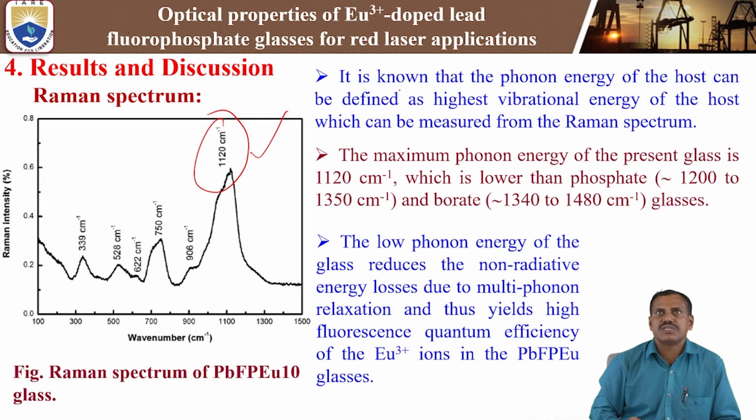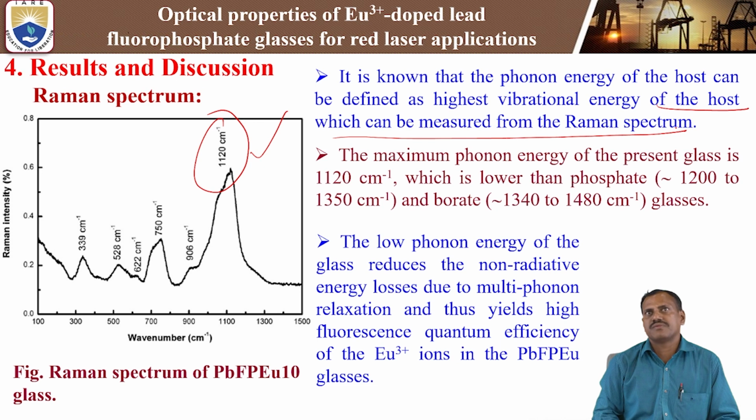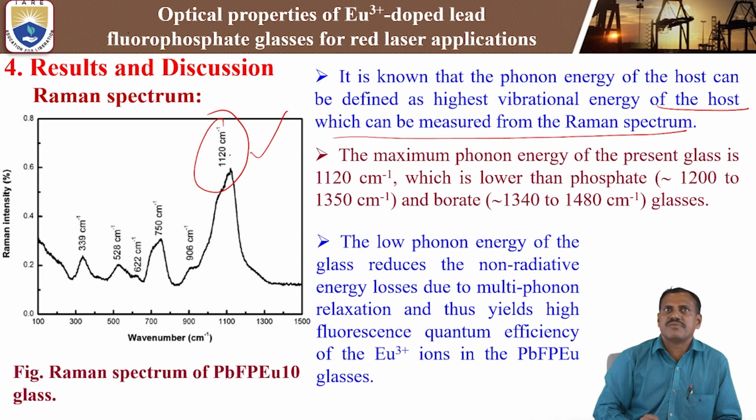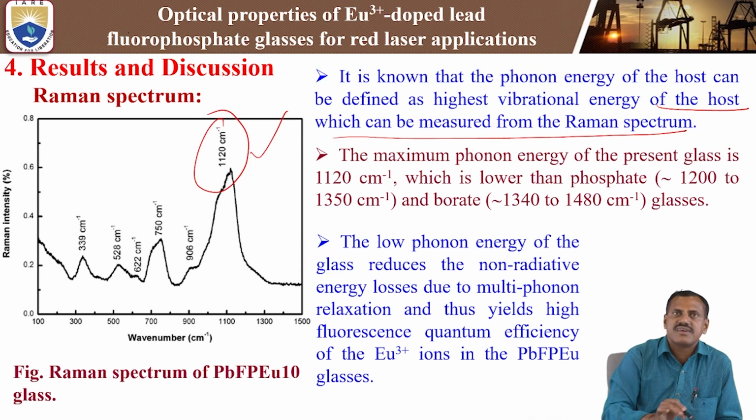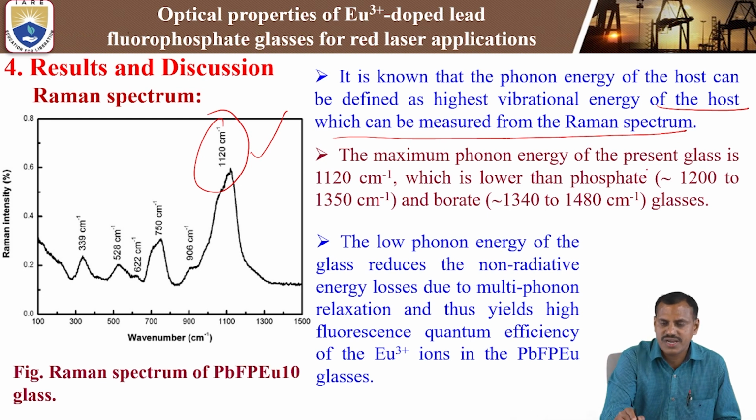It is known that the phonon energy of the host can be defined as the highest vibrational energy of the host, which can be measured from the Raman spectrum. Among the 6 Raman intensity peaks, we get the highest intensity peak at 1120 centimeter inverse. So this is the present glass's phonon band. This is the maximum phonon energy of the present glass.